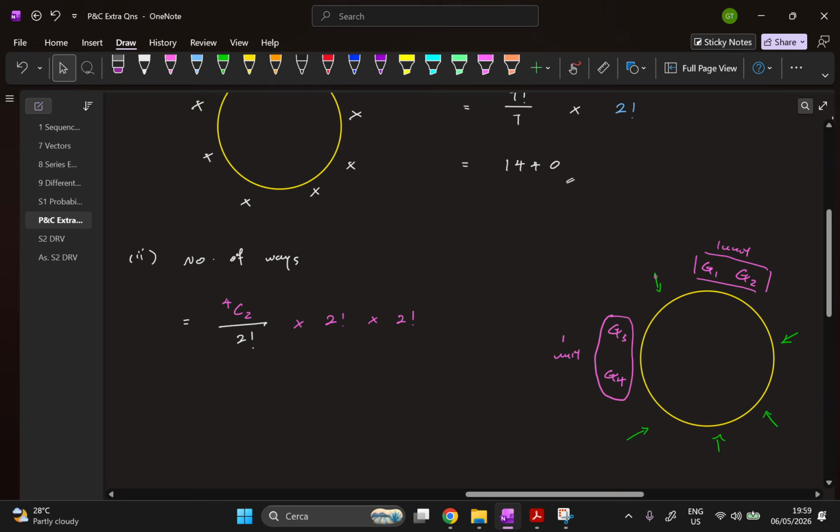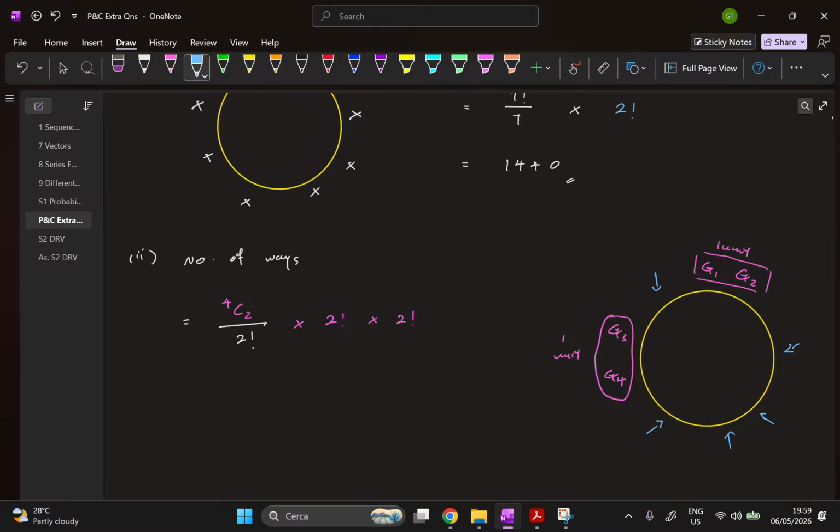For the boys, I should have just drawn the slotting arrows in blue, I'm so sorry. So the boys, no choice, got 5 more seats. So I have to slot them in these 5. But obviously, these 5 boys can permute themselves in any of these 5 positions. So this is 5 factorial.